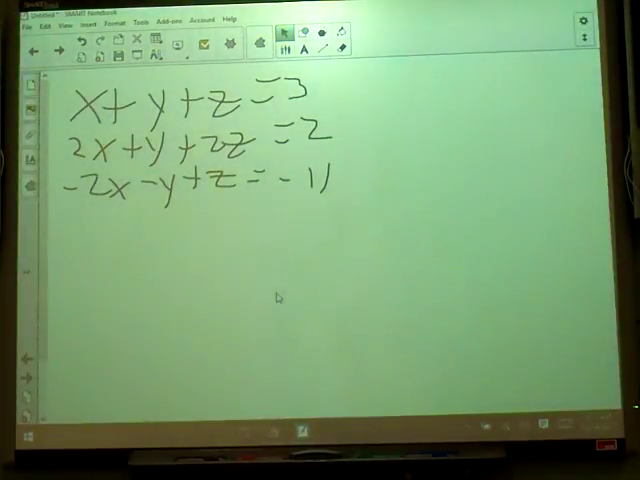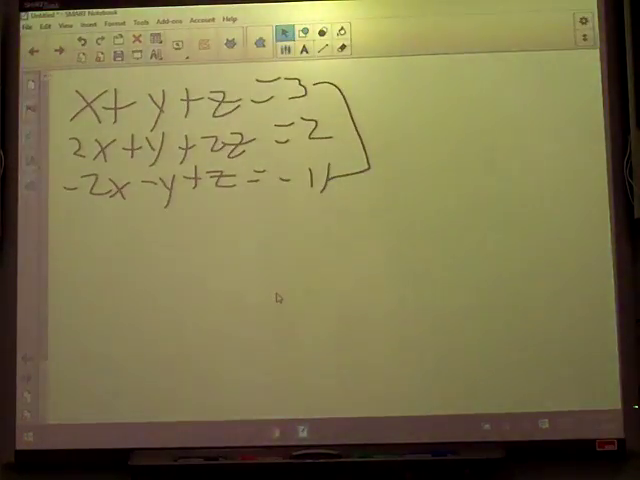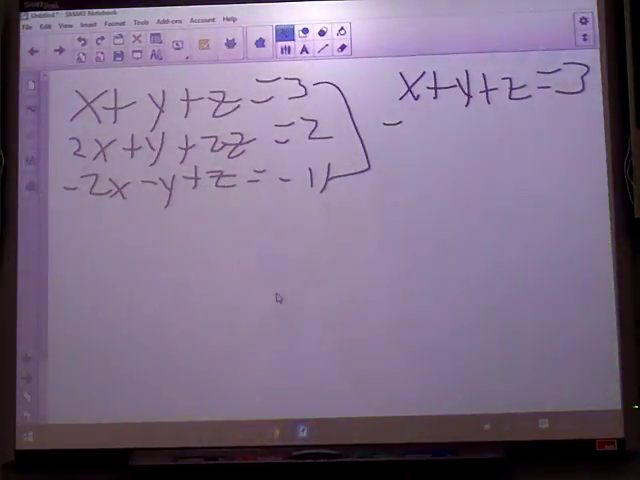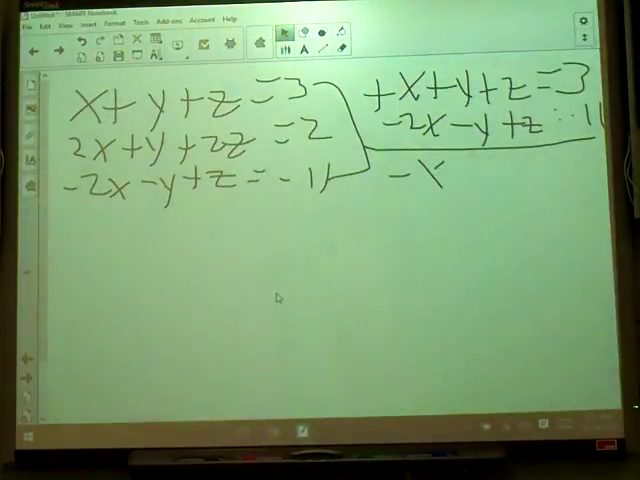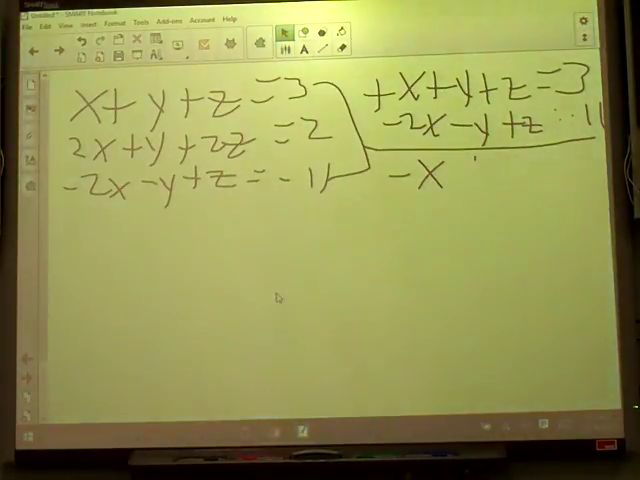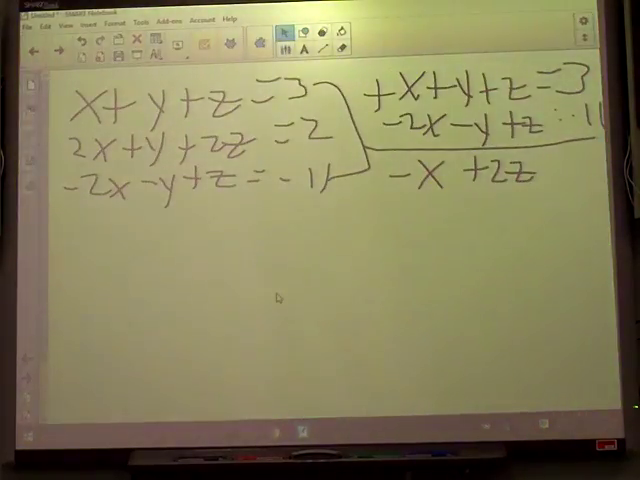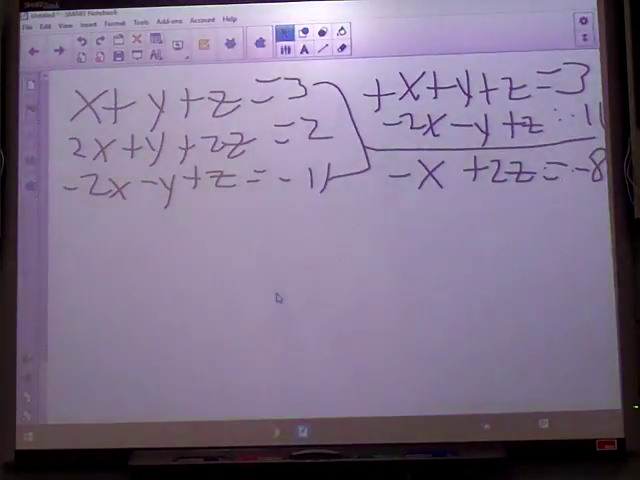I did it a little bit different. I'm going to do what Steven said: put the first and last one together and add them. So I've got x plus y plus z is equal to 3, and negative 2x minus y plus z is equal to negative 11. I'm adding here because my y's are different signs. x and negative 2x is negative x. y and negative y is nothing. z and z is 2z. And 3 and negative 11 is negative 8. So that's new equation number 1.